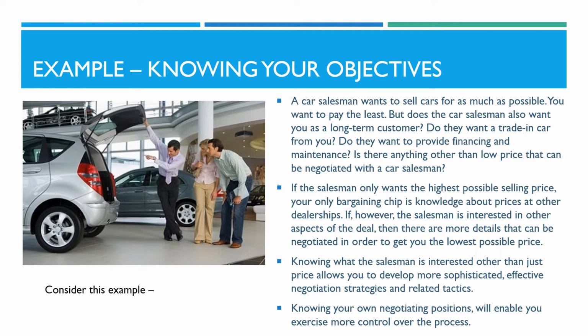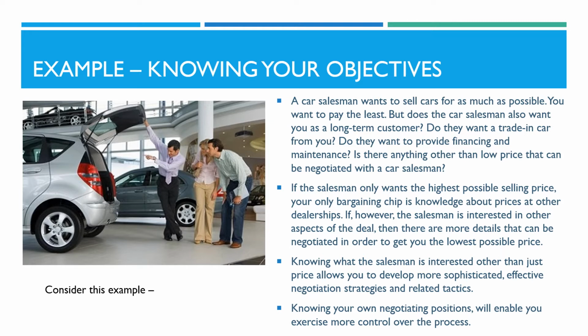If the salesman only wants the highest possible selling price, your only bargaining chip is knowledge about prices at other dealerships. If, however, the salesman is interested in other aspects of the deal, then there are more details that can be negotiated in order to get you the lowest possible price. Knowing what the salesman is interested in, other than just price, allows you to develop more sophisticated, effective negotiation strategies.